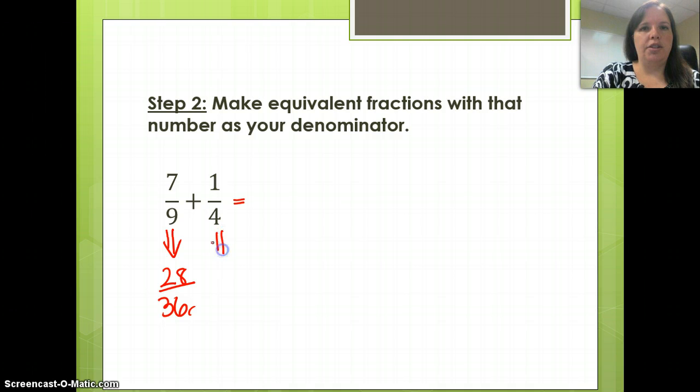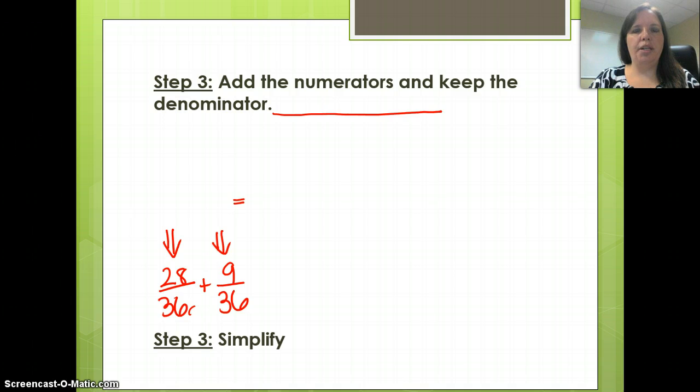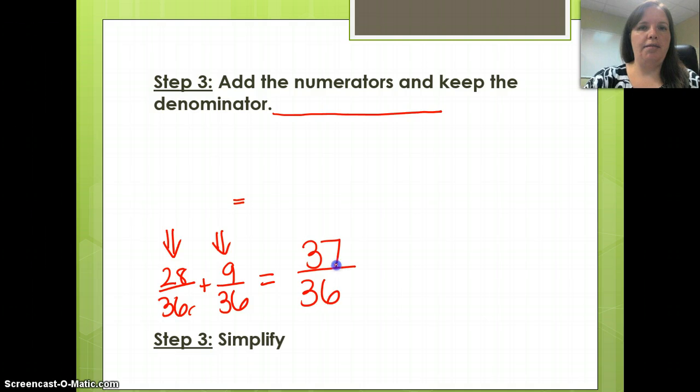And the equivalent fraction for 1/4 is 9/36. Equivalent fraction, meaning we haven't changed those values, we're just writing them in a different form. So we have our fractions in our new form, and then step 3 is to add the numerators and keep the denominators. So to finish off the problem, the denominator 36 stays the same, and then we add the numerators 28 and 9, which gives me 37.